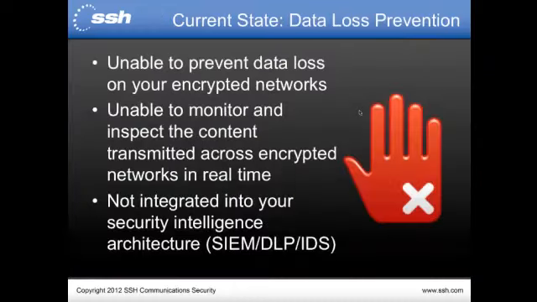In addition to not just being able to see what is transmitted on your encrypted networks, you also need to be able to apply data loss prevention. One of the big issues with encrypted networks right now is that most folks say, well, it's great if we can monitor it, but how do we prevent the information from getting lost or being exploited in the first place? And right now, you're probably unable to prevent data loss on your encrypted networks. You're probably unable to monitor and inspect the content transmitted across your networks, and it's not integrated into your security intelligence architecture, such as your SIEM, your DLP, or IDS.